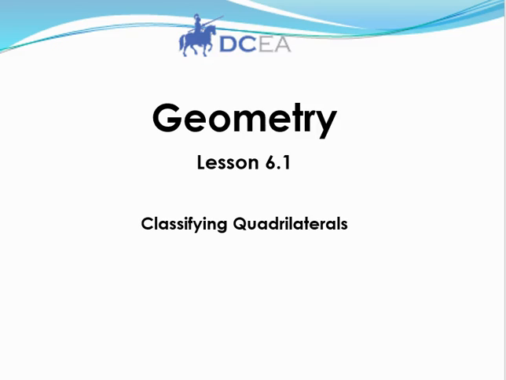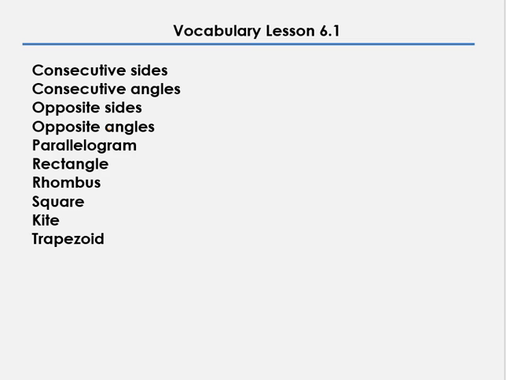Welcome to Chapter 6.1. We'll be working with quadrilaterals. Our vocabulary list for this lesson: consecutive sides and angles, opposite sides and angles, the definition of parallelogram, rectangle, rhombus, square, kite, and trapezoid. Many of these you already know.